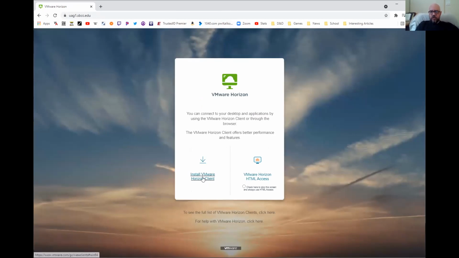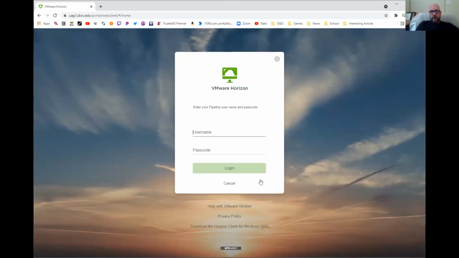One of them is to install a little app on your desktop, or I think on your phone. I think it works on your phone. Or to use the web. Now I use this all the time, so I have the desktop thing installed. So let me show you what this looks like, and then I'll show you what the web app looks like. This right here is just your pipeline username.